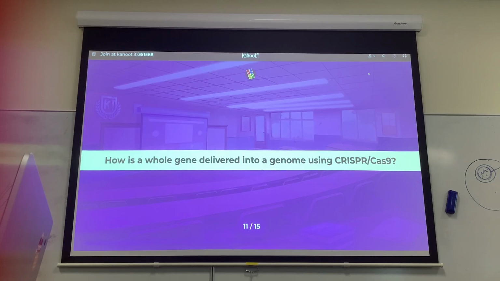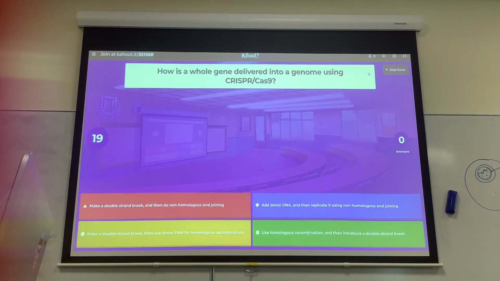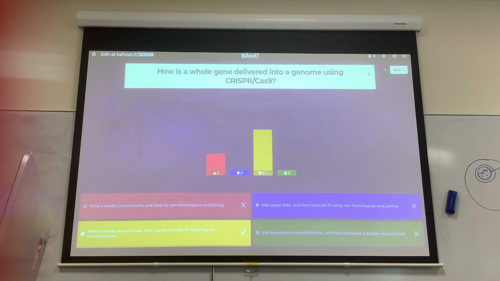How is a whole gene delivered into a genome using CRISPR-Cas9? Great. The method to deliver it is with a template and then using homology dependent repair.